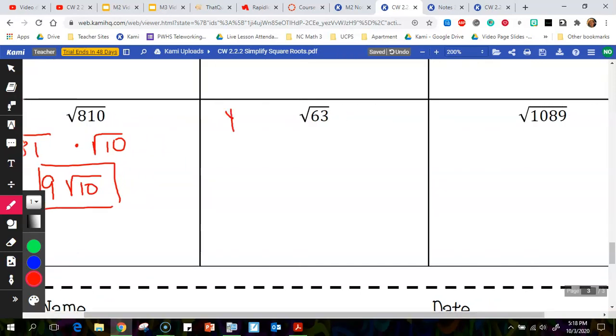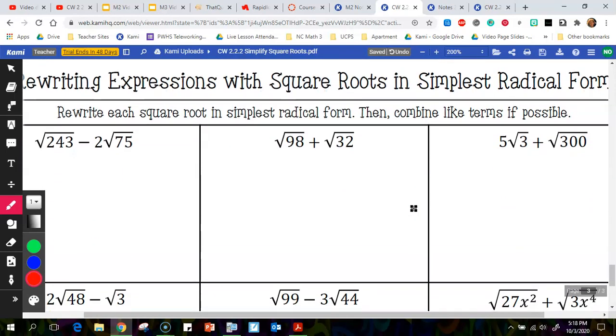I want you to try this one. And I want you to try this one. Use your calculator if you need to find a factor pair for that one. All right.